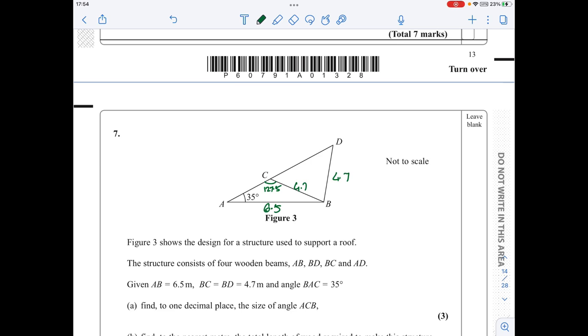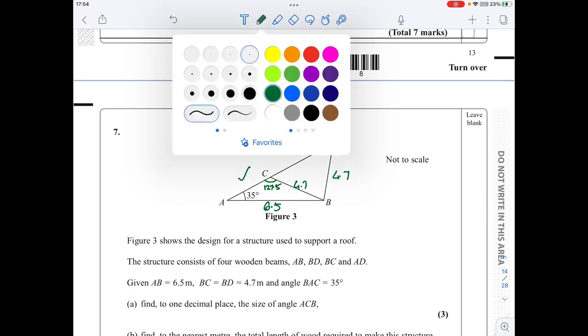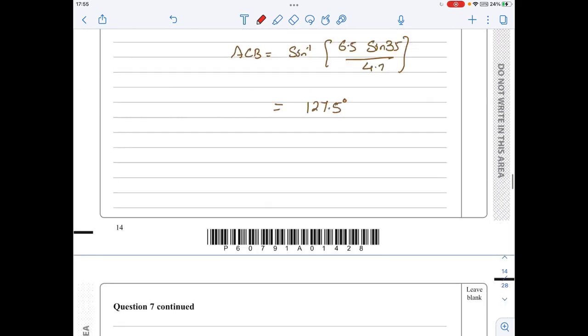We have to find it out. First of all, the ADV length. So how do I find the ADV length? AC plus CD. For that AC, we are going to find this angle. The sum of all angles is going to be 180 degrees. So this particular angle over here in the red color will be 180 minus 127.5 minus 35, which is nothing but 17.5. So I'll be finding out AC.